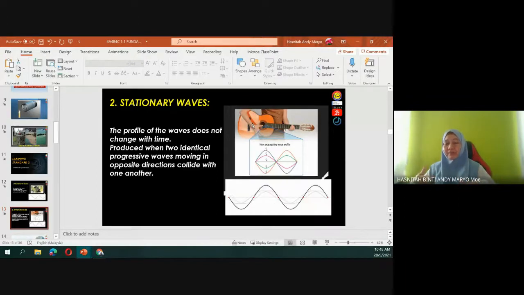I am not referring to the sound produced by this music instrument. I am referring to the wave produced inside the body of the instrument itself. Okay, so I hope you're clear with that, because the sound wave that is produced is referred to as a progressive wave. Bunyi yang dia keluarkan itu adalah progressive wave. But the wave that occurs in the body of the musical instrument itself is what we call a stationary wave.